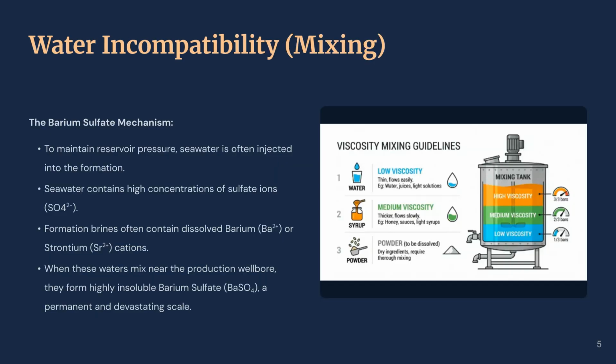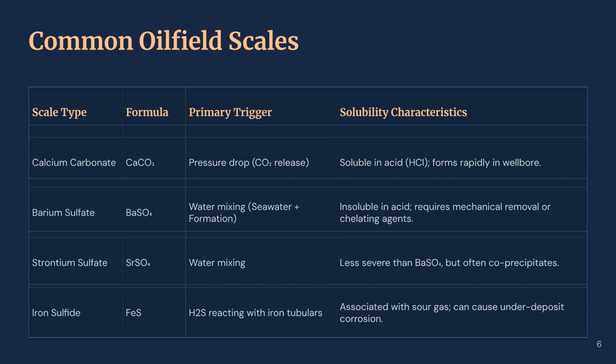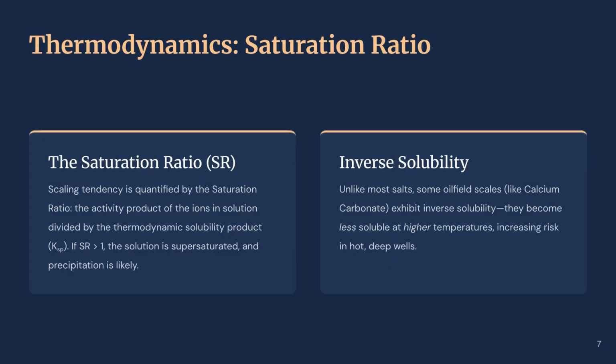Water incompatibility is a major concern. When seawater containing sulfate ions mixes with formation brine rich in barium or strontium cations, it creates highly insoluble barium sulfate, a devastating and permanent scale. This table highlights common oilfield scales, their chemical formulas, the primary triggers for their formation, and their specific solubility characteristics in common treatments. Scaling tendency is often measured by the saturation ratio.